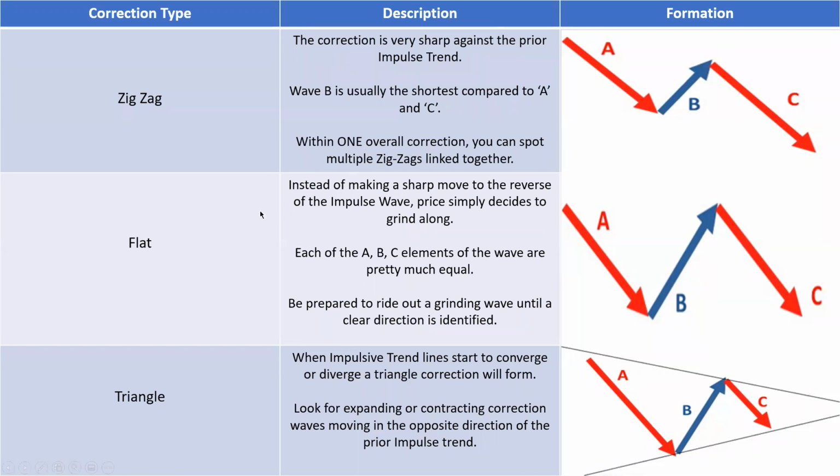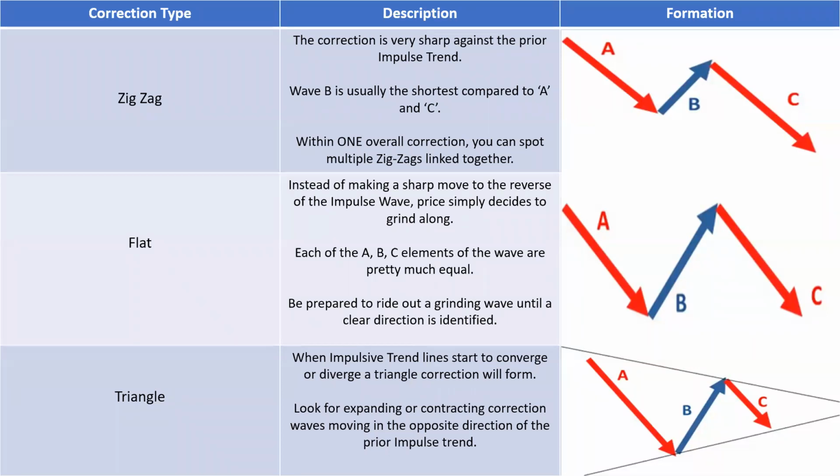You have another corrective type. You have a flat correction. Instead of making a sharp move to the reverse of the impulse waves, price simply decides to go ahead and grind along. Now, each of the ABC elements of the wave are pretty much equal, and be prepared to ride out a grinding wave until a clear direction is identified.